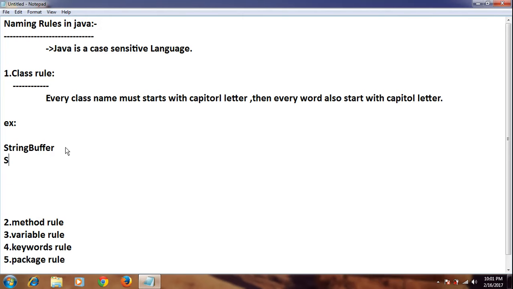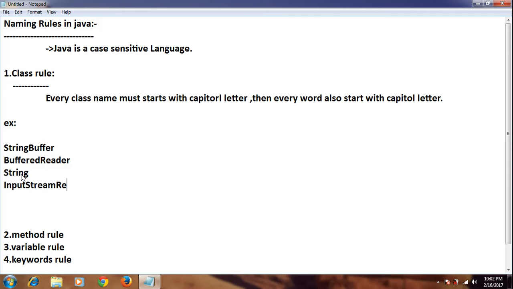For example, I have a class called BufferedReader. Here B is a capital letter and R is a capital letter. Which means each and every word of a class name must start with a capital letter. Initially it starts with a capital letter, and again every word starts with a capital letter. For example, I have a class called String. Here only one word, which starts with a capital letter. Suppose I have a class called InputStreamReader. Here I is caps, S is caps and R is caps. This is the class rule.